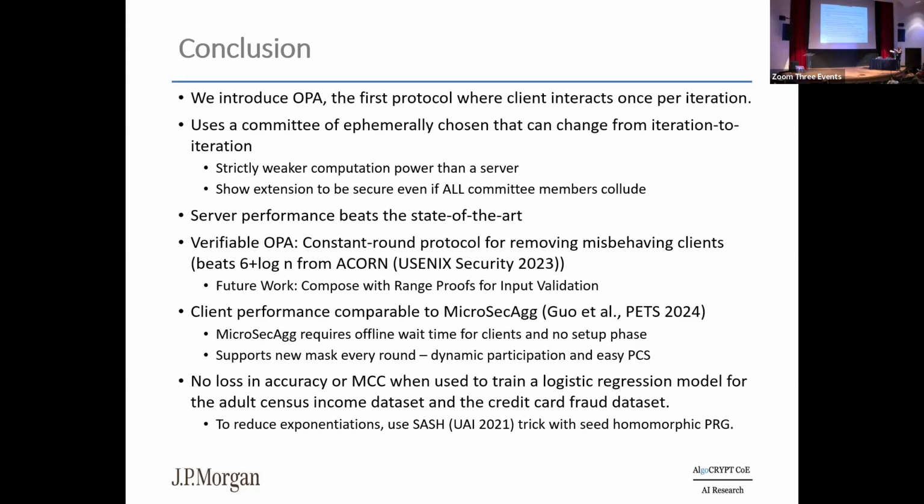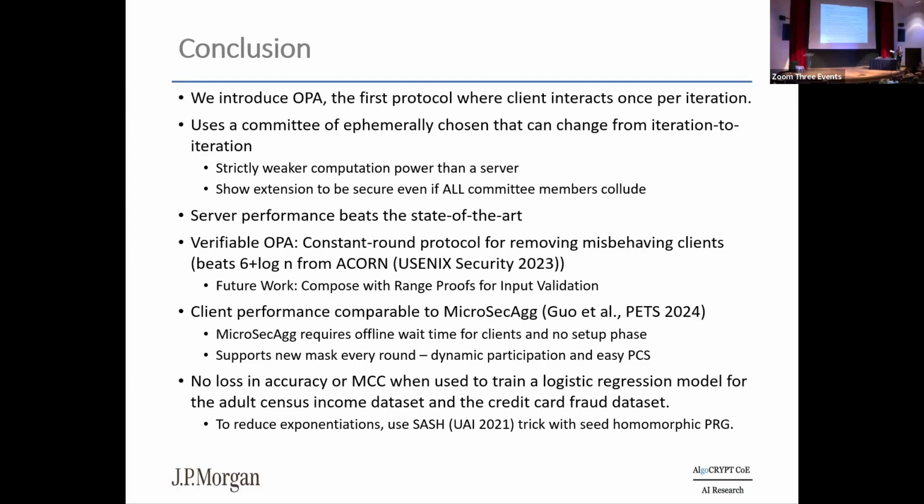And we also have this cute little extension, which we call the SASH trick, which is to use a seed homomorphic PRG, which can significantly reduce the number of exponentiations. And with that, I guess that's it. Thank you. I can take questions.